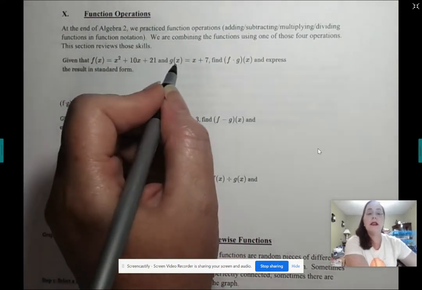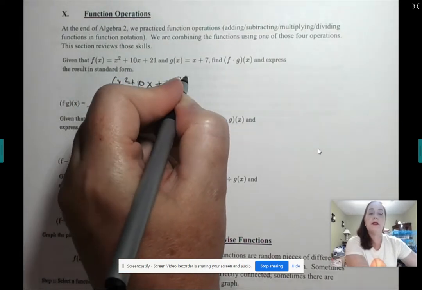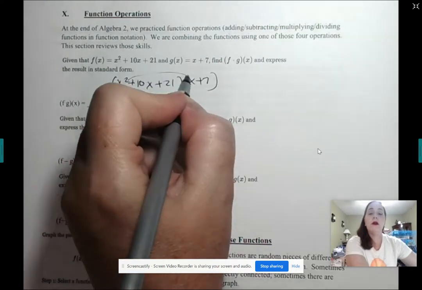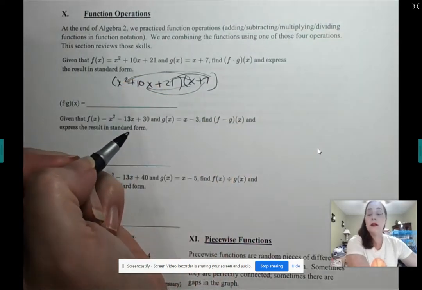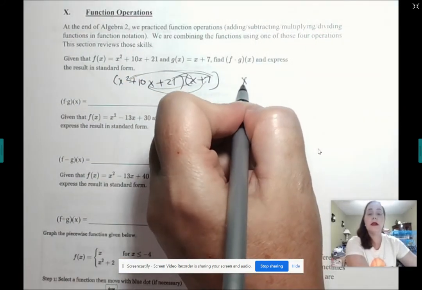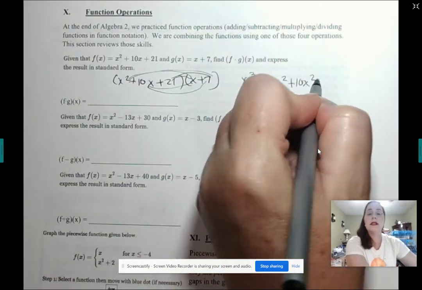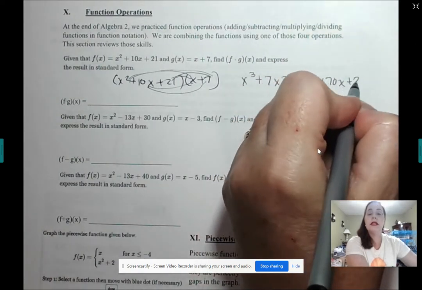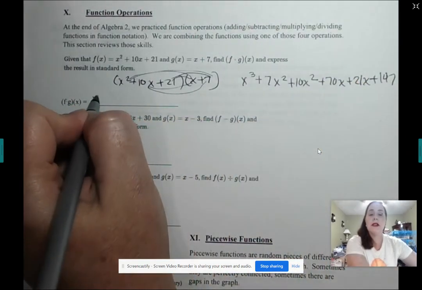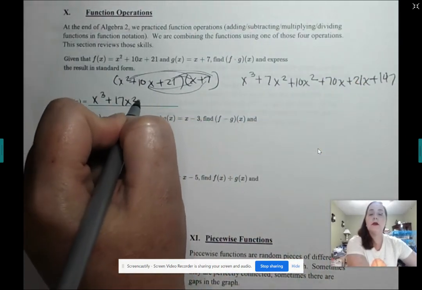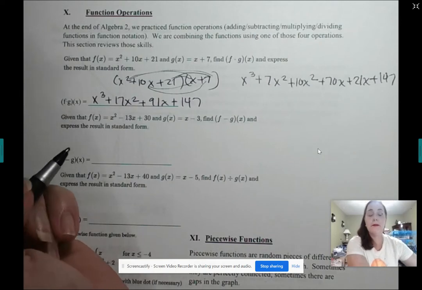So this one says we have f of x and g of x, and we are multiplying them together. You know how to multiply polynomials together. You can use FOIL, which is really just extended distribution, or you can use a box, totally up to you. I'm going to just use FOIL. So x squared times x squared, times 7, 10x times x, 10x times 7, 21 times x, and 21 times 7. And then combine my like terms. So I have x to the third, I have 17x squared, I have 91x, and I have 147. That's my answer. I multiplied.